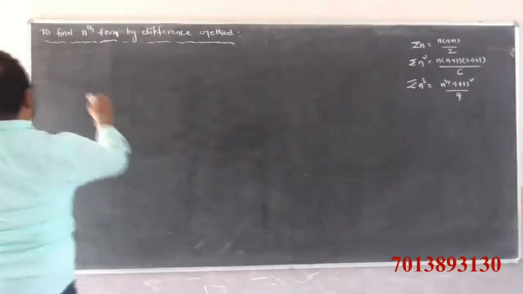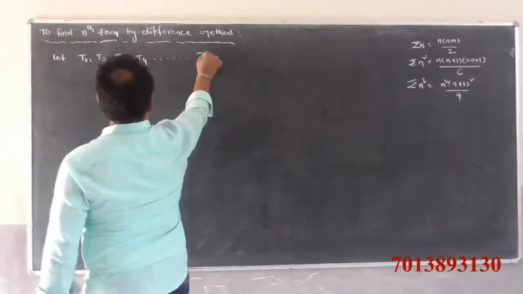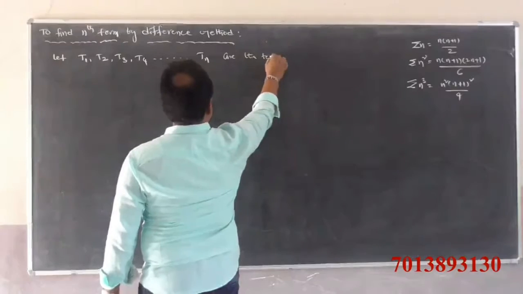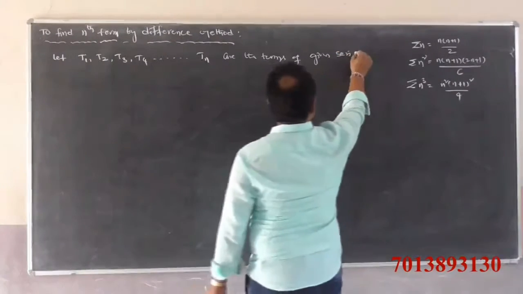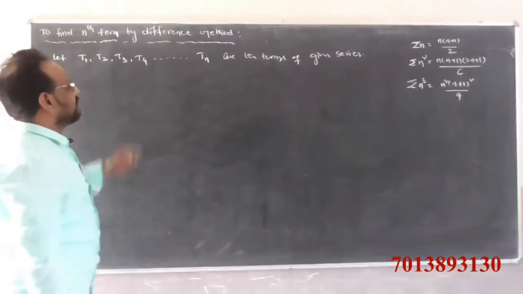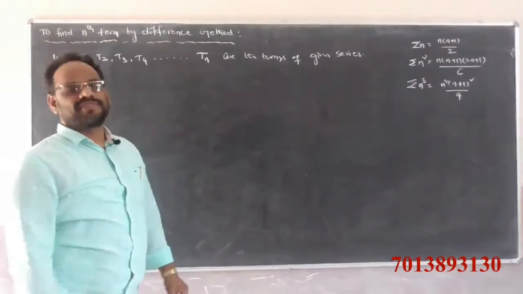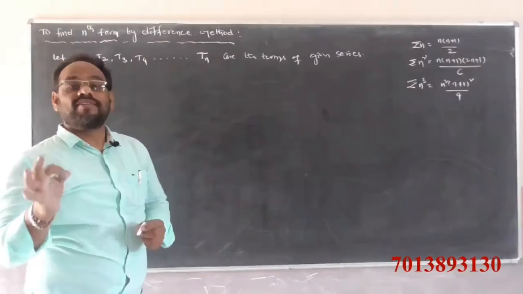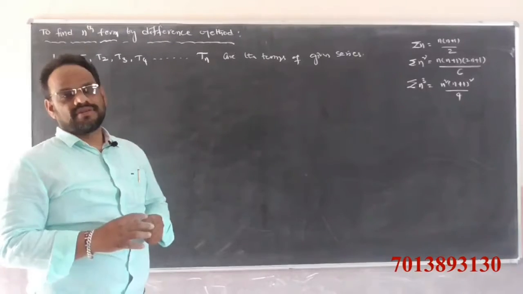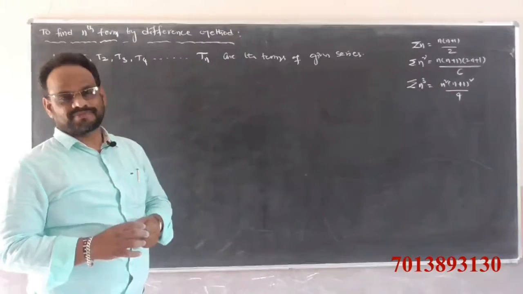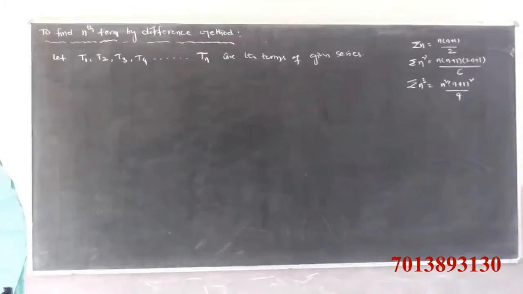Let T1, T2, T3, T4 and so on up to Tn be the terms of the given sequence or series. Clearly, these terms T1, T2, T3, T4 up to Tn are not in arithmetic progression, not in geometric progression, not in harmonic progression. How to find the nth term by the difference method? Let T1, T2, T3 and so on, Tn be the terms of the given series.